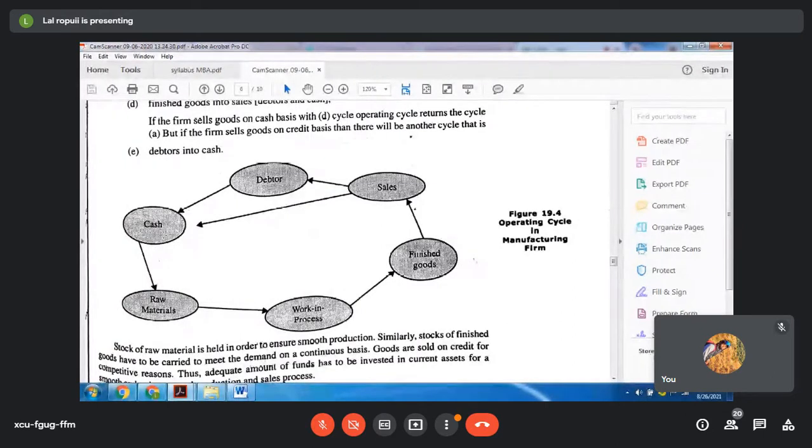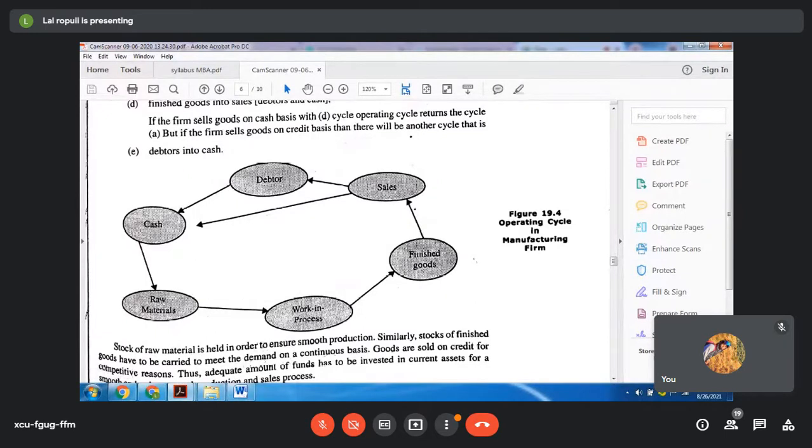So it takes a lot of time to realize cash from cash back, I mean, to turn cash into cash again. That is why there is a need for working capital, because the funds that you got for running your operations will be stuck up somewhere here.